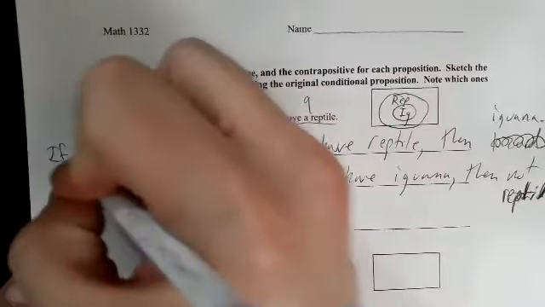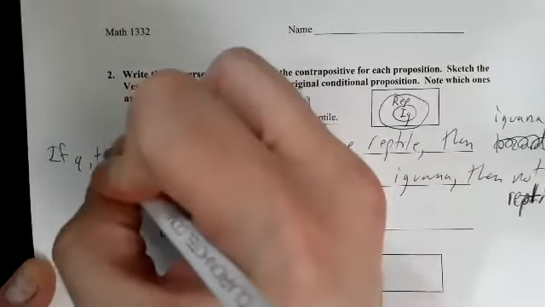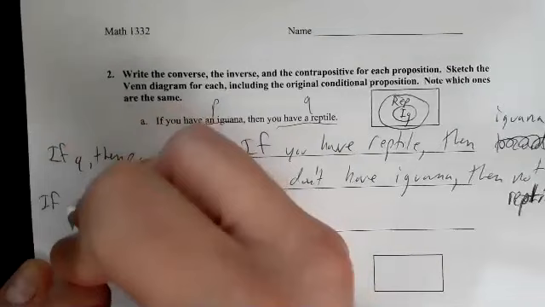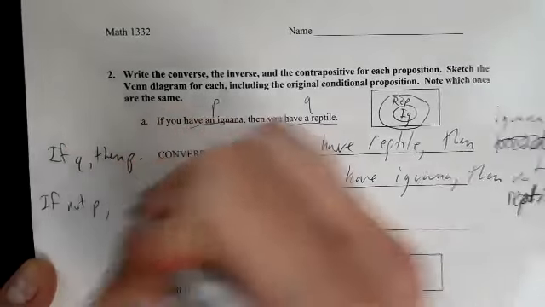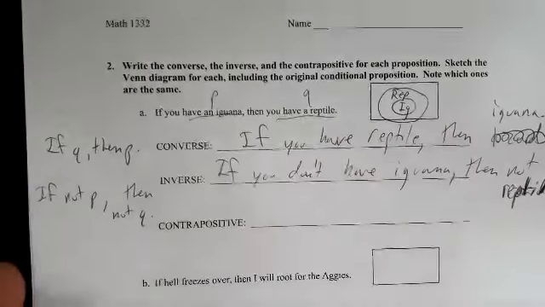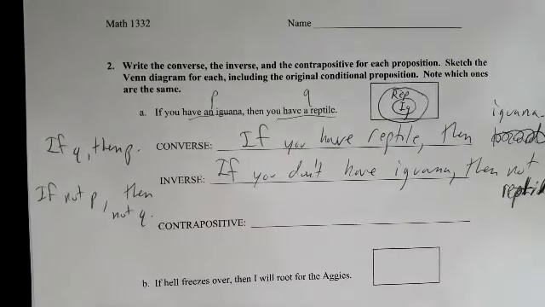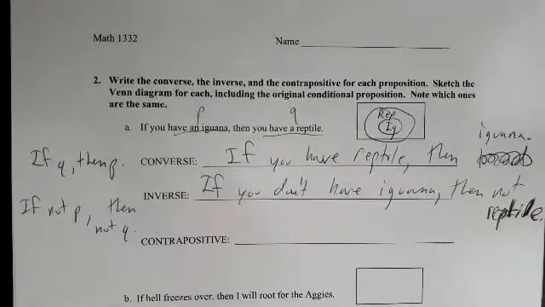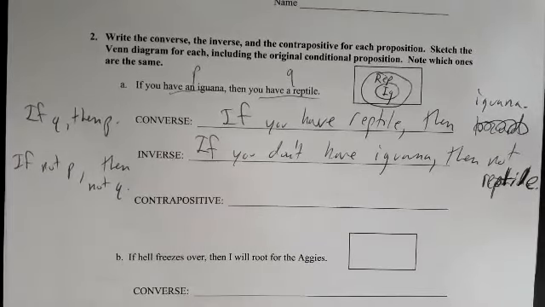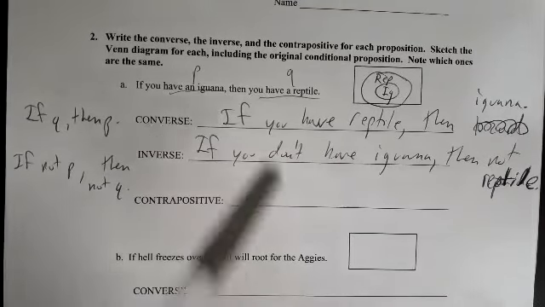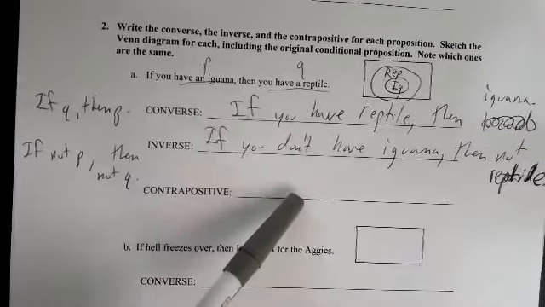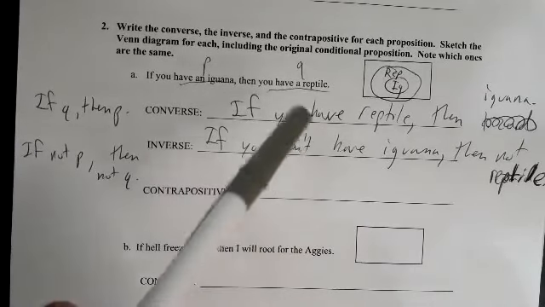So maybe I should write it over here. If Q, then P. And this one is if not P, then not Q. And the contrapositive is the final one. So this one we flip things, this one we negate things. This one we're going to do both. We're going to flip things and we negate things.